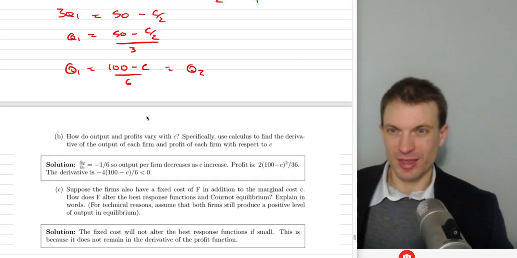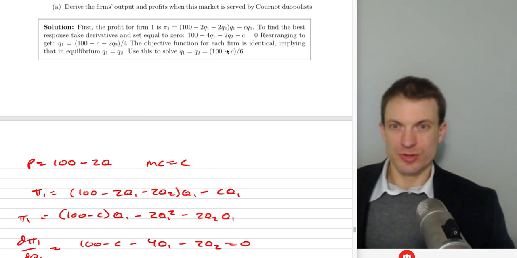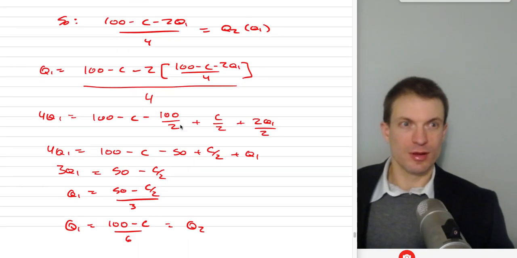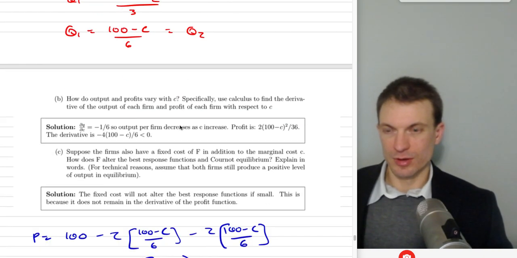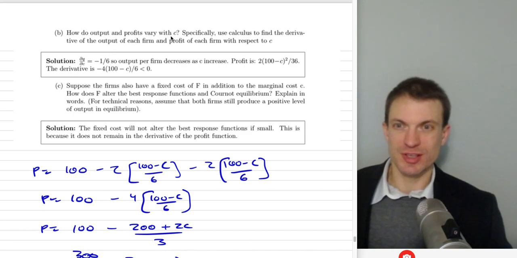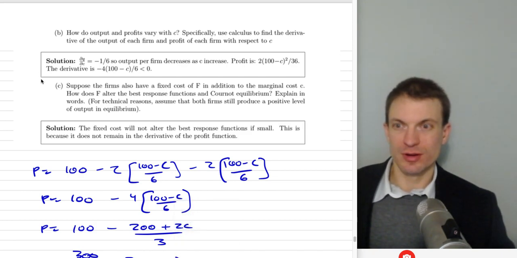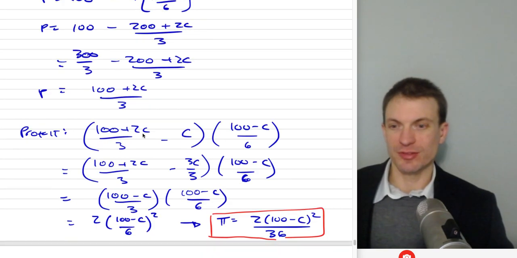So this is saying, what was this doing here? So use the profits of the... Okay. How do outputs vary with c? Output and profit vary with c. Specifically, use calculus to find the derivative of each output. Okay, so once we've got the profits, then we can take the derivative with respect to c.